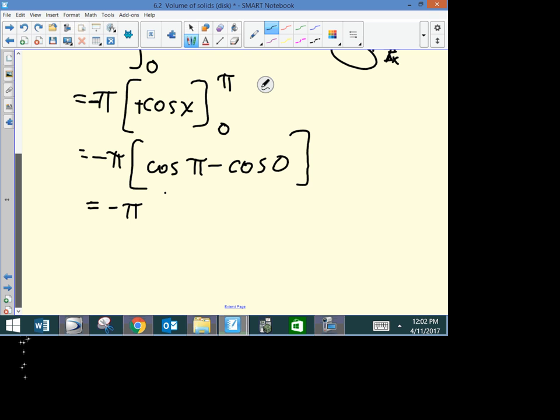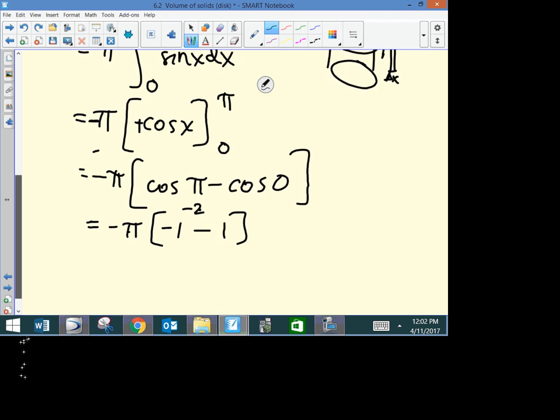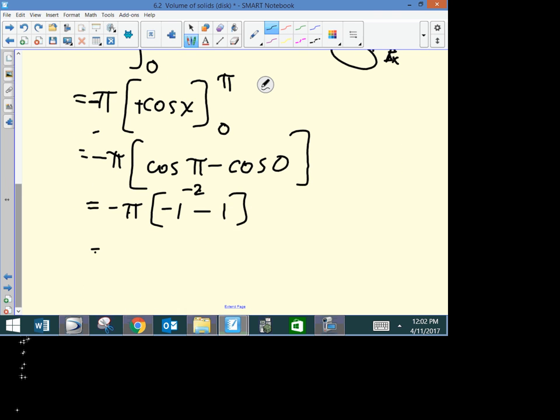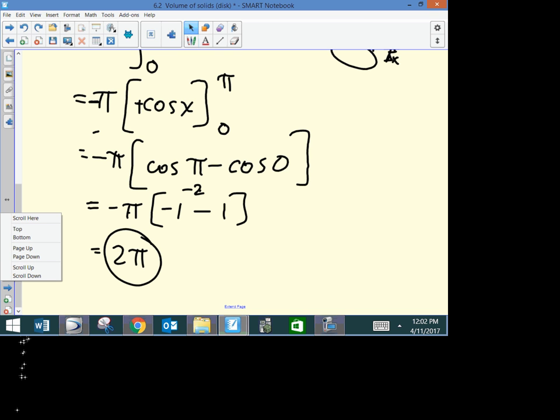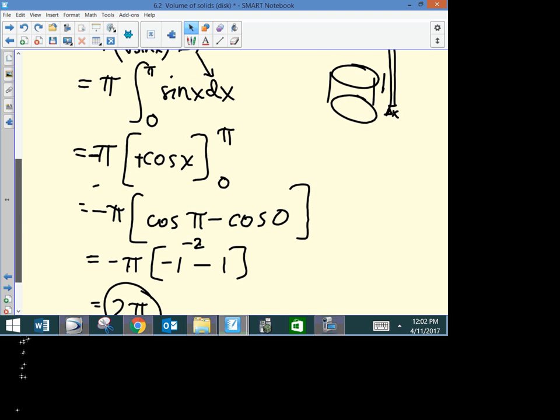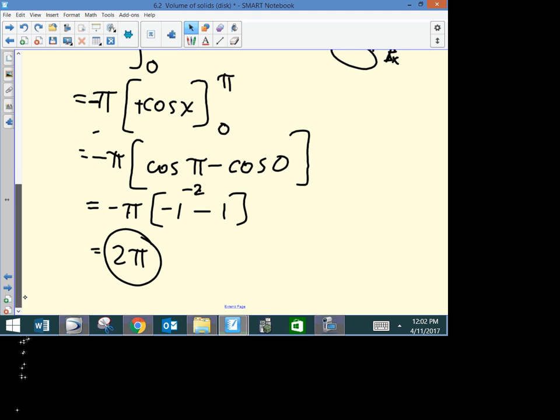What's cosine of pi? -1. And cosine of 0? 1. So that's -2. What's -2 times negative pi? Oops. Okay, that's your answer. Yep. Yeah, volume shouldn't be negative either, but thank you for almost asking, because you shouldn't get a negative.